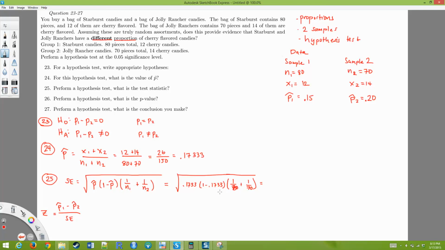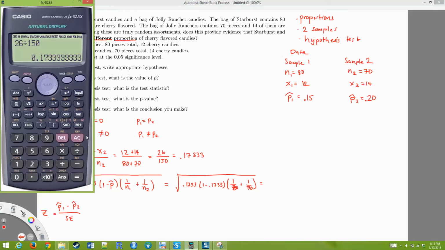All right, do you want me to punch this into the calculator and show you how to do this? Well actually, because I did 26 divided by 150, this number is right here on the screen, so I can just reference that using the answer key. I'm going to do answer times parentheses 1 minus that, times parentheses 1 divided by 80 plus 1 divided by 70, close parentheses. I hit enter. This is what I get on the inside. I'm going to have to take the square root of that. And so I get 0.06195.